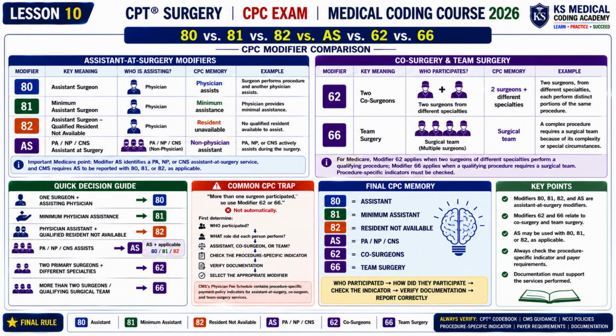81 equals minimum assistant. 82 equals resident not available. AS equals PA, NP, or CNS. 62 equals co-surgeons. 66 equals team surgery.